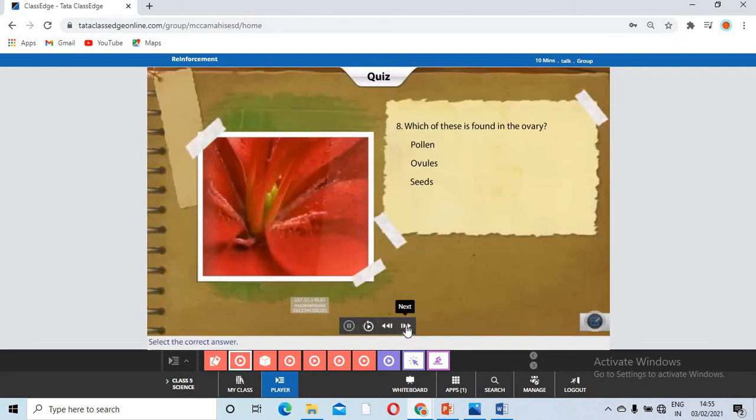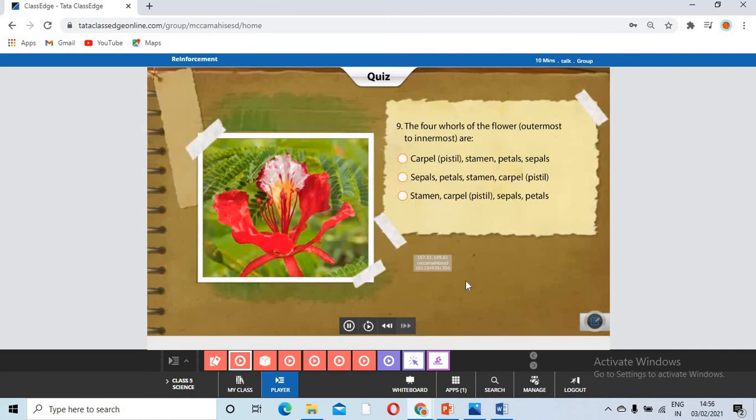The eighth question, I want Lydia to answer. Which of these is found in the ovary? Pollen, ovules, or seeds? Is Lydia there? Neelesh is there? Yes, miss. Tell me, Neelesh. Ovules. Ovules. Very good, Neelesh. Okay, we'll move on to the next one.